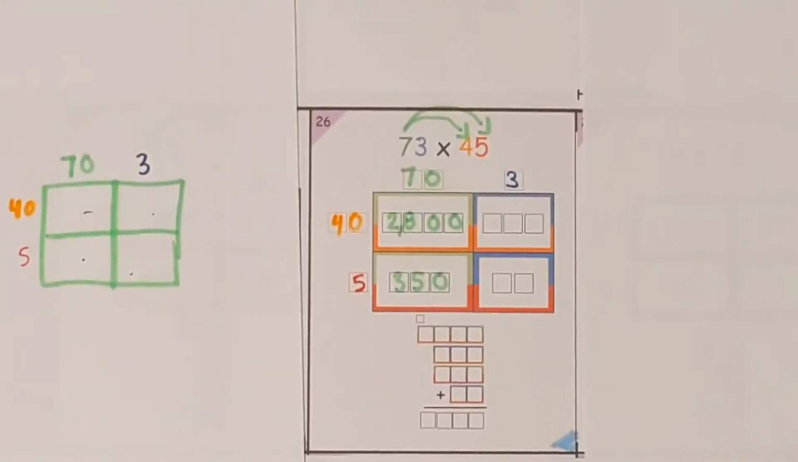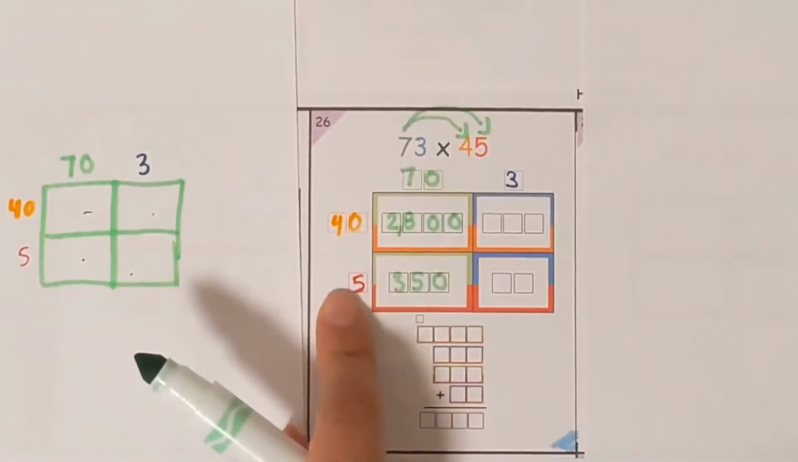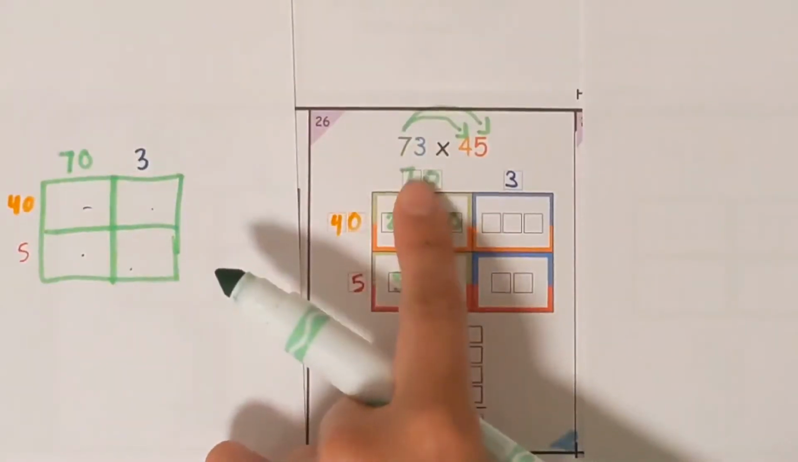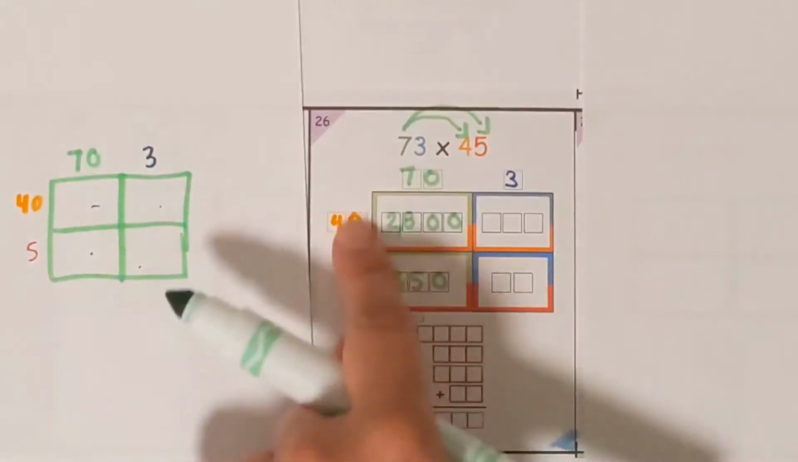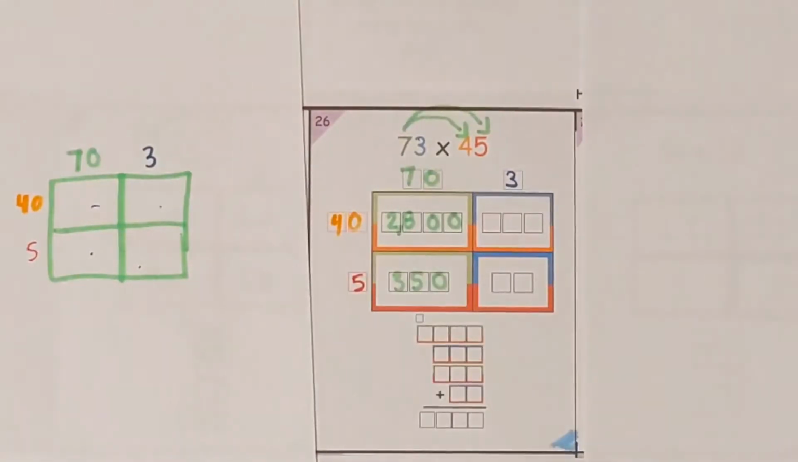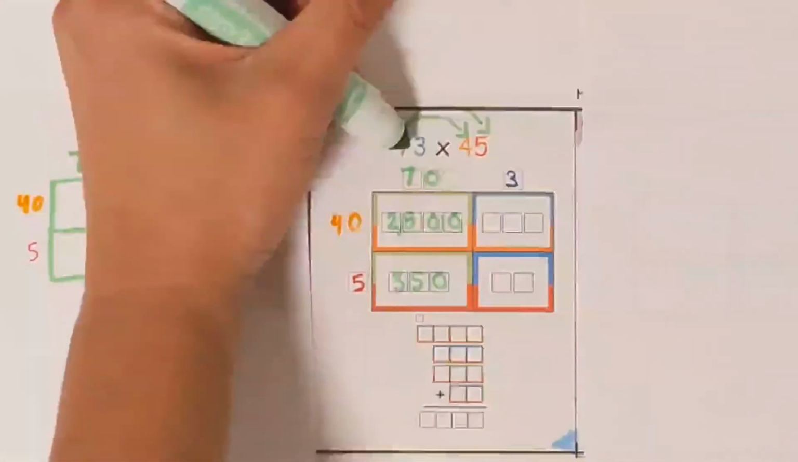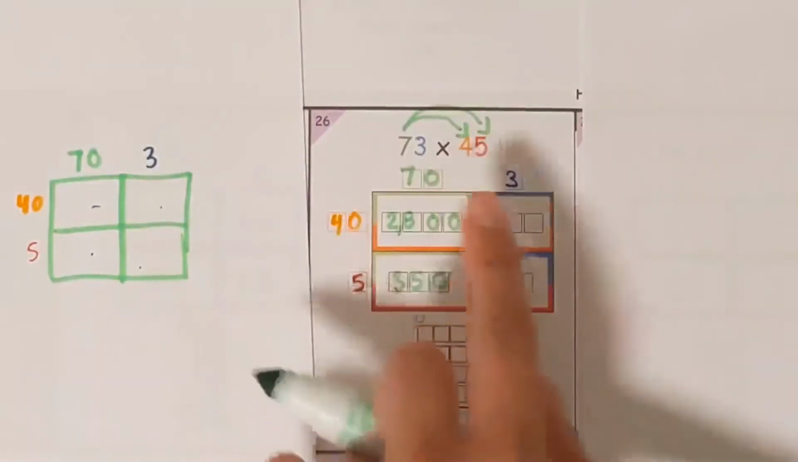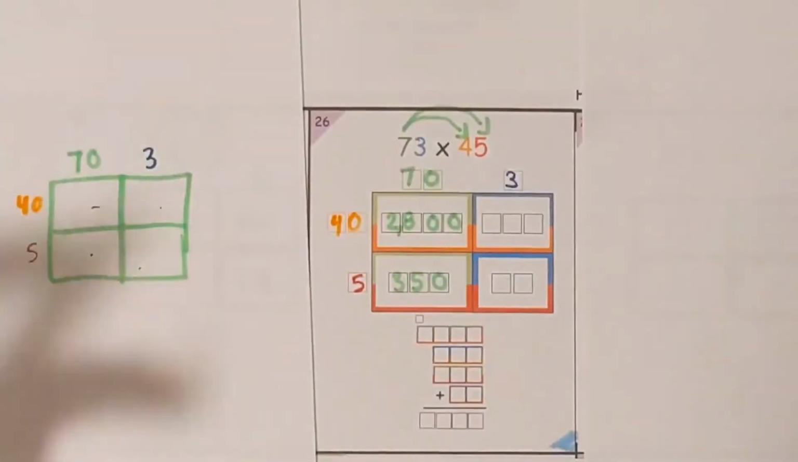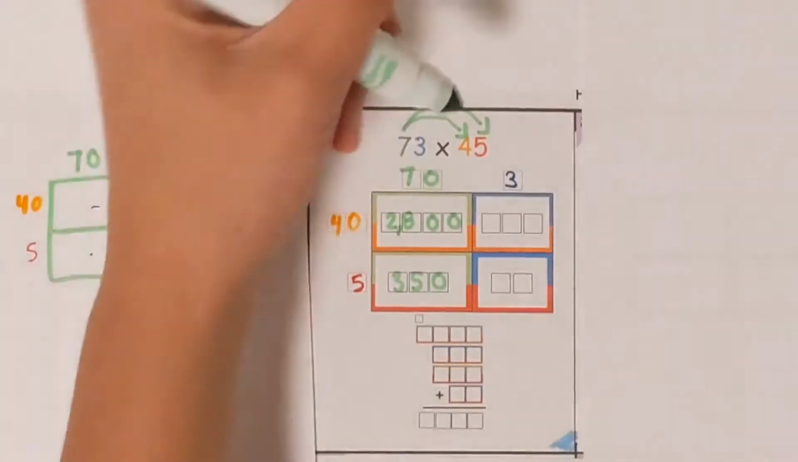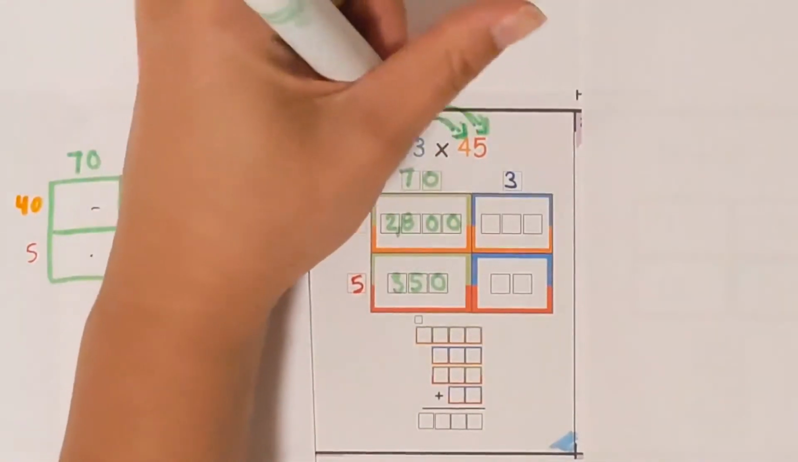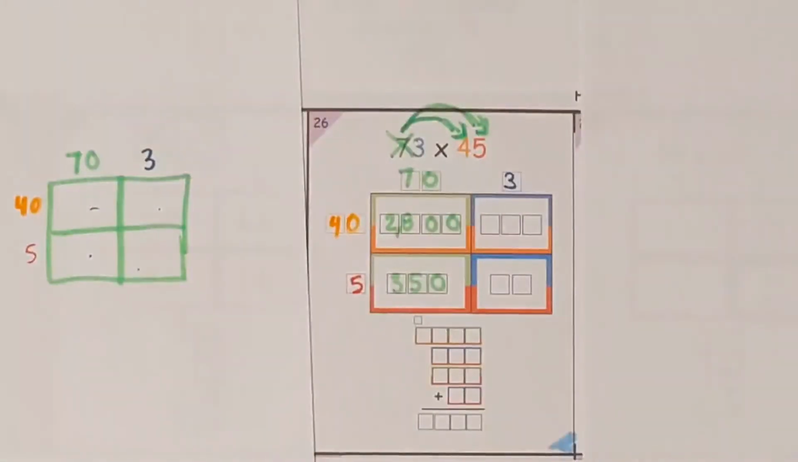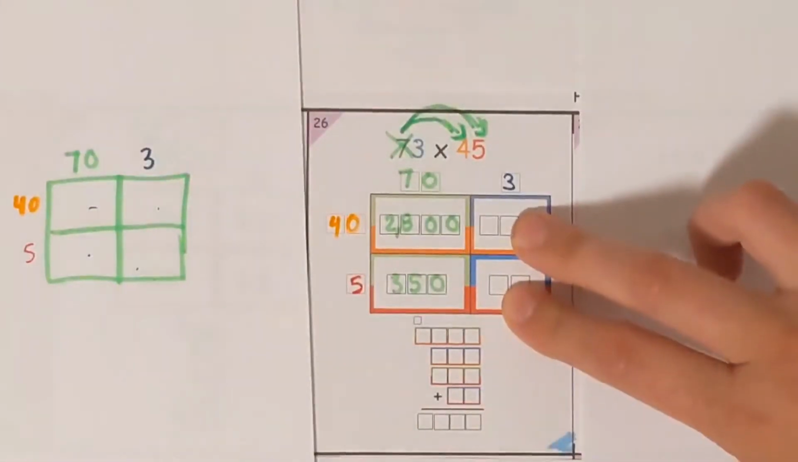So we just did 70 times 45. 70 times 40 is this, and 70 times 5 is that. If you add them together, you'll get 70 times 45, but we're not going to do that right now. But what I want you to notice is that we're not worrying about the 3, we're just splitting everything up and doing it one at a time. So we just did 70 times 40 and 70 times 5, and now we're actually finished with the 7. We'll hop over here and we'll do the same thing with the 3.